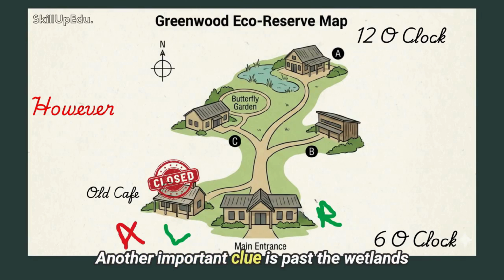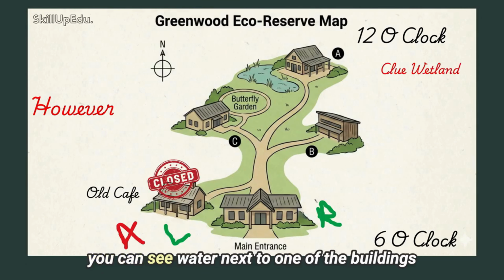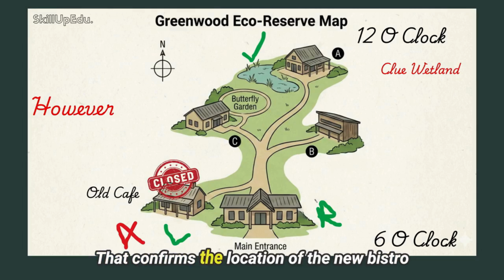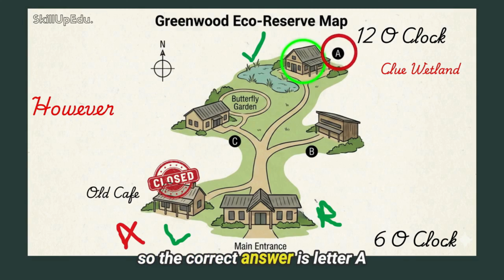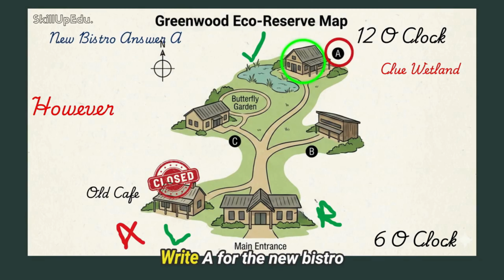Another important clue is past the wetlands. On the map, you can see water next to one of the buildings. That confirms the location of the new bistro. At this point on the map, the letter A is marked. So, the correct answer is letter A. Write A for the new bistro.